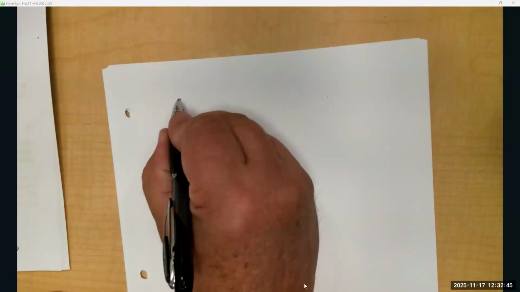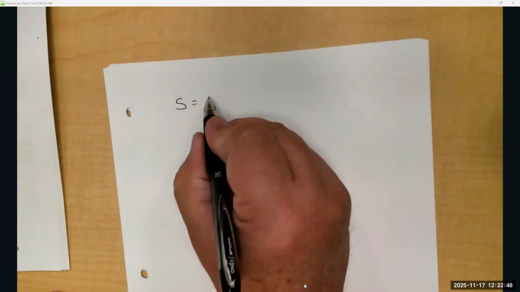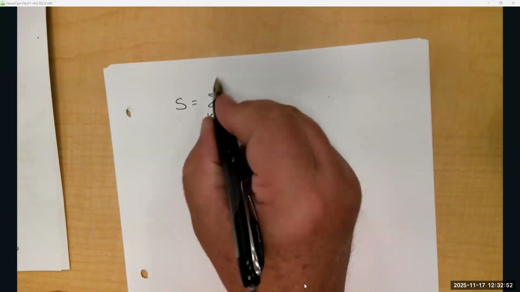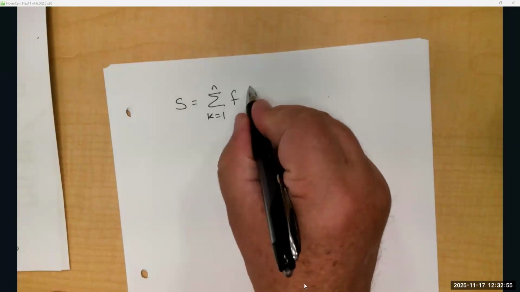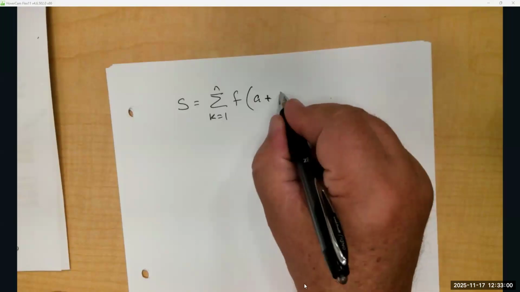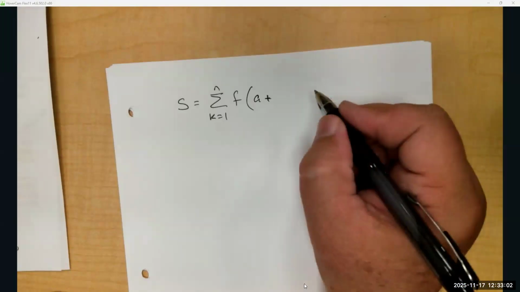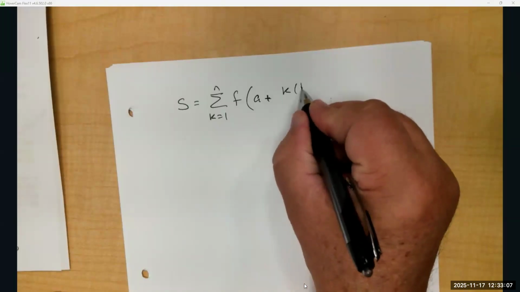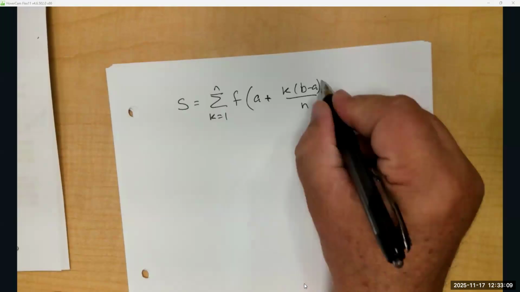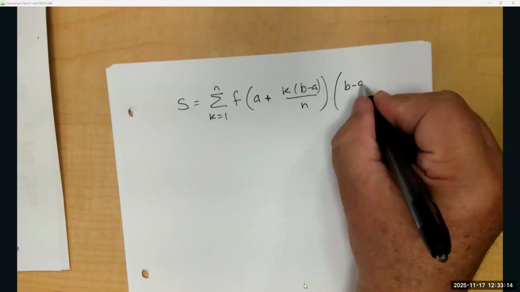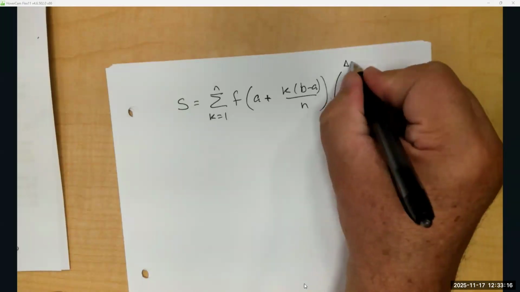Oh, I'll give you a formula for it. The Riemann sum equals the sum from 1 to n of your function. This is for the right-hand side, the upper bound. f of a plus k times (b minus a) over n, times (b minus a) over n, which is our delta x.